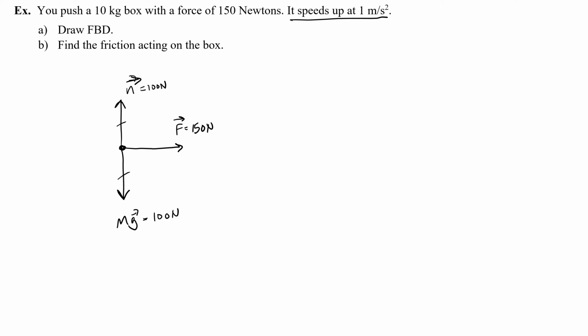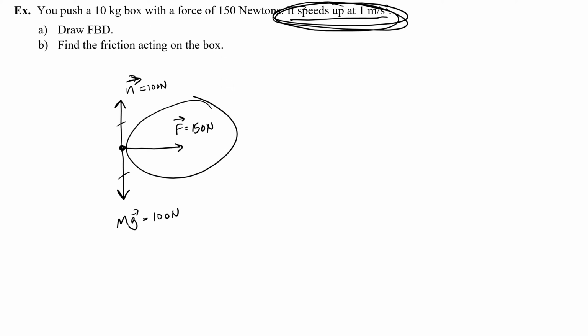call that F for applied force, and it speeds up at 1 meter per second squared. Okay, so I know that there's going to be friction to the left, and we're going to need to figure out how much friction there is. But first, let's decide, should my friction force be larger than 150 or smaller than 150? Well, if I'm pushing forward with a force of 150 and the box is speeding up, then that means that there is less friction than my push of 150. So I draw that arrow smaller than 150.